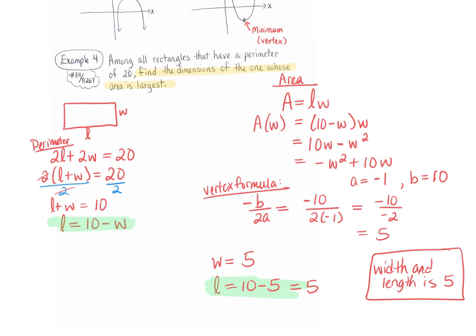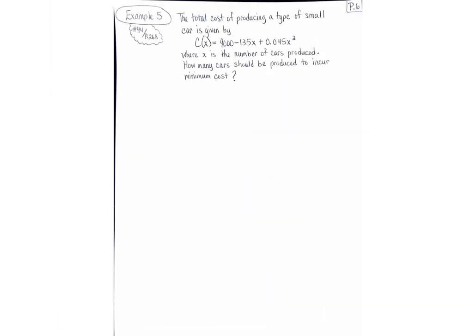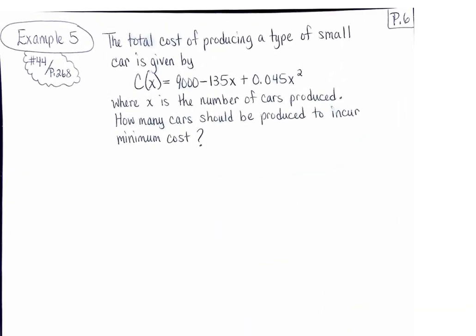All right, one more example. This one's not that bad. The total cost of producing a type of small car is given by C of X equals 9,000 minus 135X plus 0.045X squared, where X is the number of cars produced. How many cars should be produced to incur minimum cost?